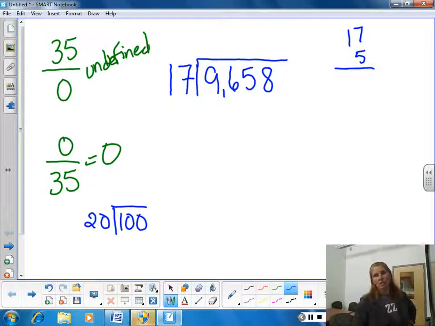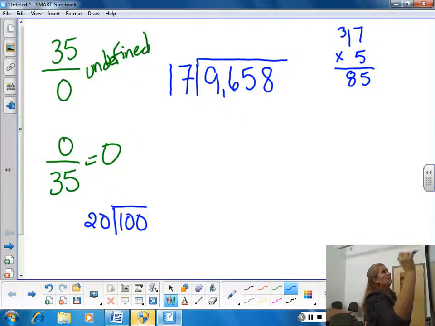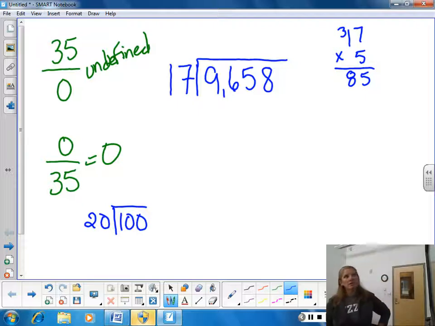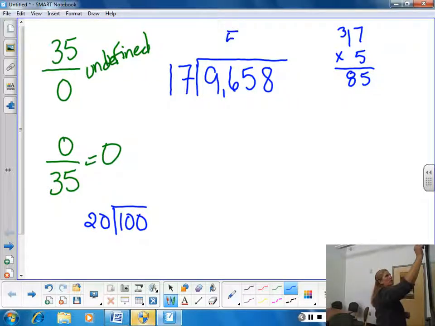If you're lucky enough to have these in your head, fantastic. I'm just not. 7 times 5 is 35. 1 times 5 is 5 plus 3 is 8. That's 85. And so I think that's right. I think that 17 would go into 96 5 times. So I'm going to write 5 up here. And 17 times 5 is 85, so that goes down here.